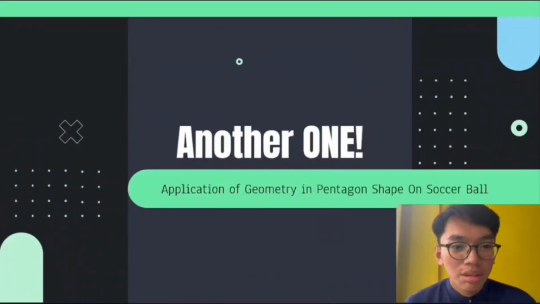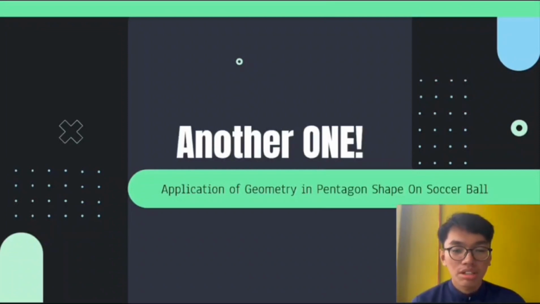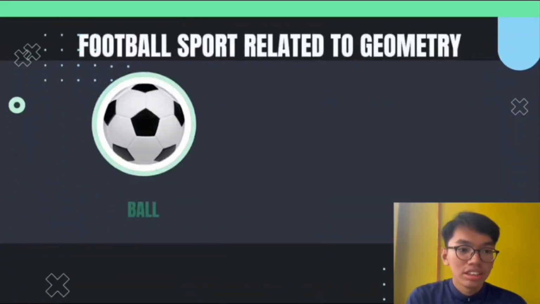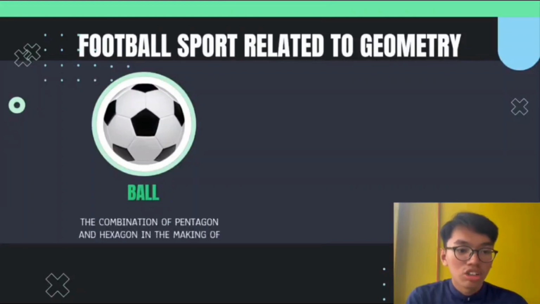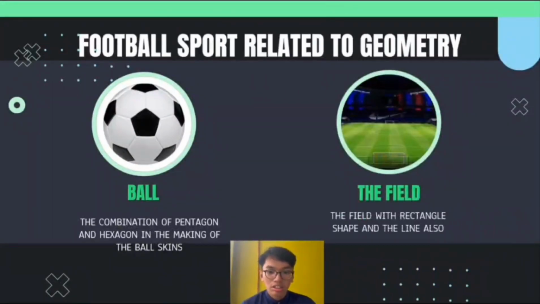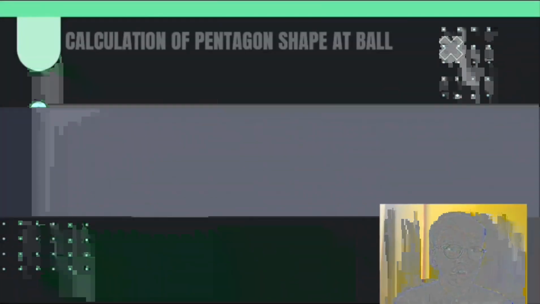Hello guys, so we'll move on to application of geometry in the pentagon shape on a soccer ball. As you can see, there is a combination of pentagons and hexagons in the making of the ball, and there are also rectangle shapes and lines with multiple rectangles on the field. So this is just a fun fact about football and the field. And then we'll go to the calculation.